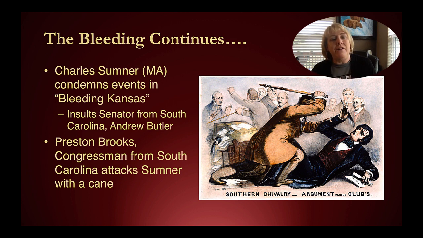Andrew Butler had a nephew by the name of Preston Brooks. Preston Brooks was a congressman from South Carolina. When he heard of Sumner's comments about his uncle, he felt the need to defend his family honor, and so he is going to burst onto the Senate floor, tackle Sumner, and start beating him with a cane. We nicknamed it Bleeding Sumner. But that just shows you the passion and the anger that existed in our country in the 1850s.